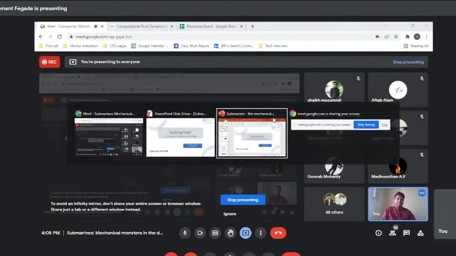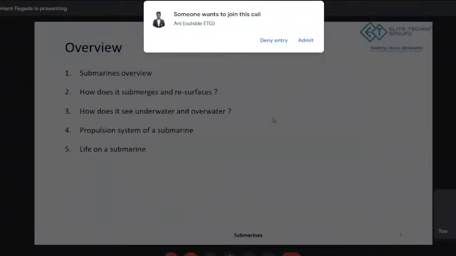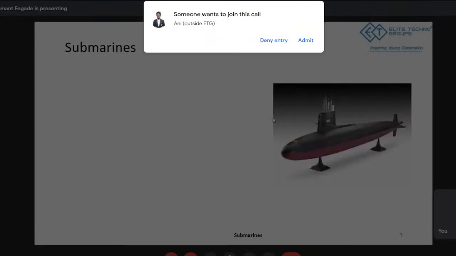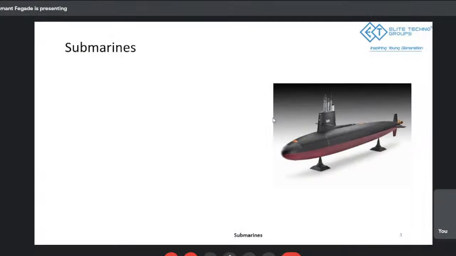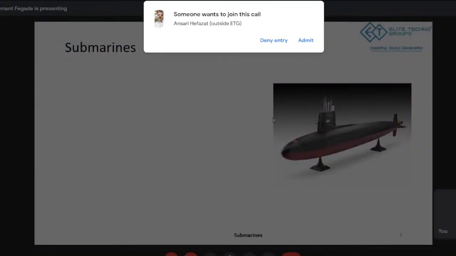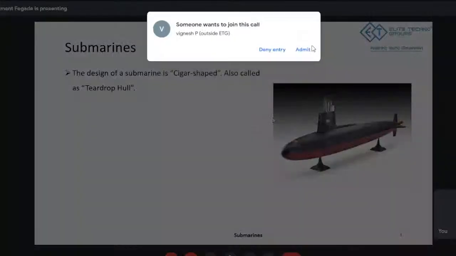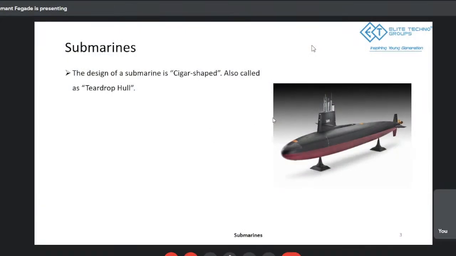So let me go back to the presentation and start with what is a submarine. A submarine is basically, as you said, a machine underwater. It actually moves underwater without getting detected, and is used majorly for warcraft, where it is used to detect enemy movements, stealthily approach enemy territories, and retrieve information and whatnot. The design of a submarine is cigar shaped, so it's also called a teardrop, as you can see over here.